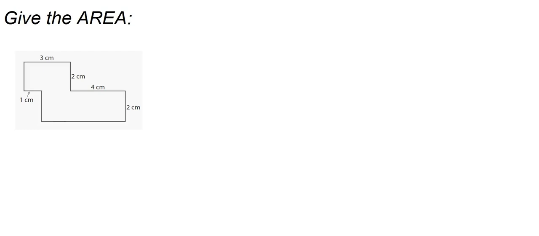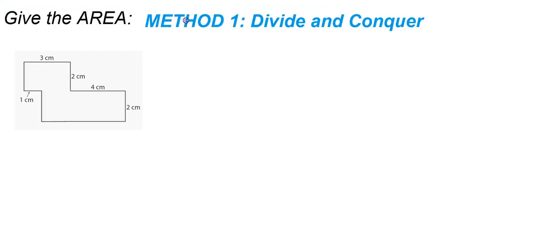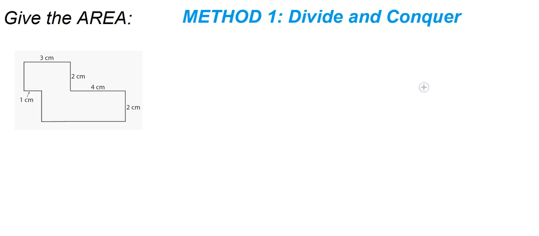Looking at the area of this compound shape, you can see pretty simply, I hope, that it is made up of two rectangles, one there and one there. The first method that we're going to have a look at is, well, I'm calling it the divide and conquer method. With the divide part, we're going to break up this compound shape into the two rectangles, and then we're going to solve it, which is the conquer part. So let's divide this compound shape into the two rectangles that make it up.